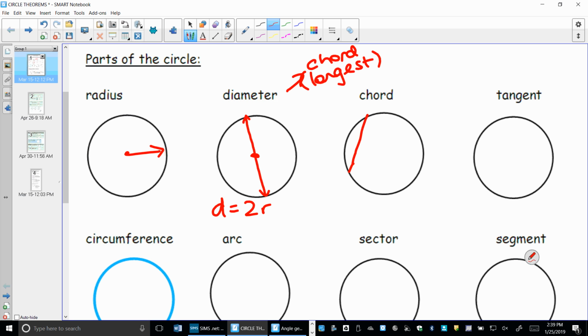Sometimes that is a question. What's the longest chord of a circle? So you would say that was the diameter.